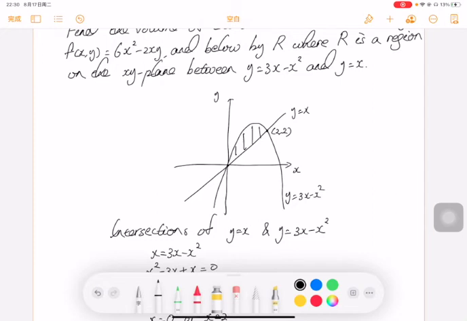Now here, when we are using a double integral, we have to decide whether we integrate in the x direction first or y direction first. Let's see what happens if we integrate with respect to x first. Integrating with respect to x means we're integrating horizontally. If we look at this height right here, going from left to right, the left end is on this parabola, y equals 3x minus x squared, and the right end is on this y equals x. So the parabola is the left bound of this region R, and the straight line is the right bound.